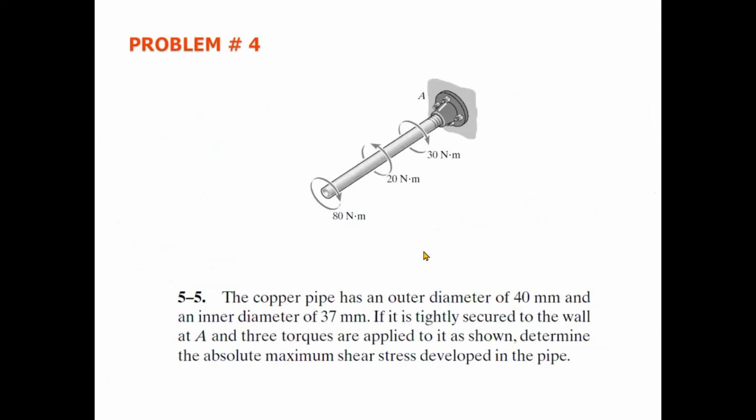Problem number 4. The copper pipe has an outer diameter of 40 mm, D outer is equals to 40 mm, and an inner diameter of 37 mm. If it is tightly secured at point A to the wall, the 3 torques are applied at it as is shown in the figure. Determine the maximum shear stress developed in the pipe.